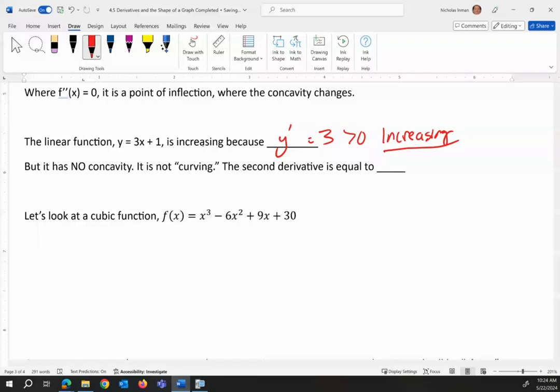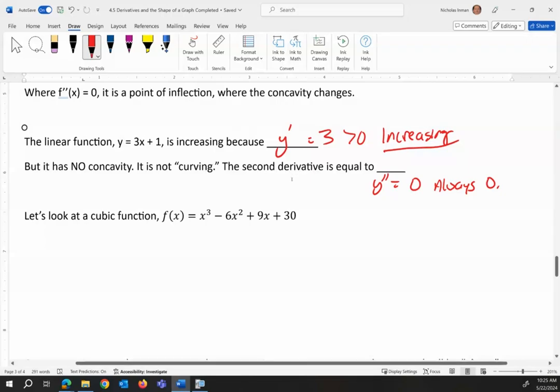But what's its second derivative? If you take the second derivative of this, y double prime would be, what's the derivative of 3? 0. All right, the second derivative is always 0. Now, concavity, the second derivative, being 0, means that there is no curvature to this line whatsoever. And that should make sense. This is a straight line function. There is no curvature to it. Okay? Hope that made sense.